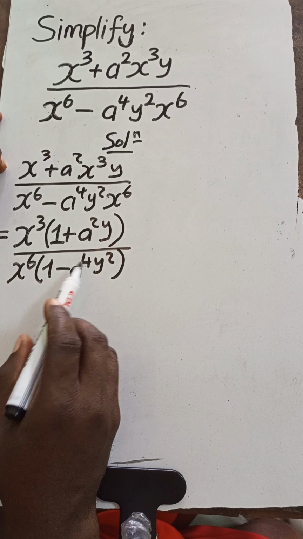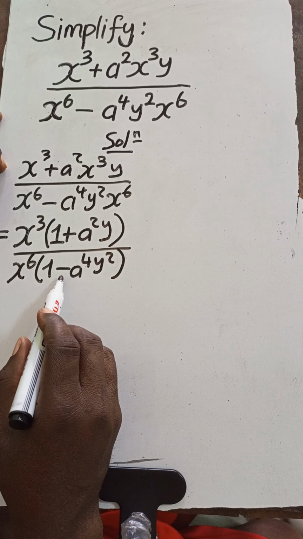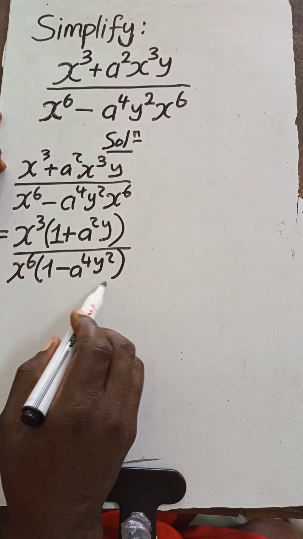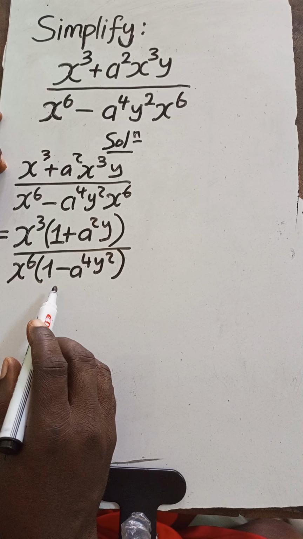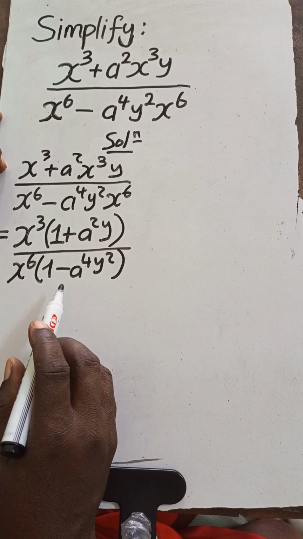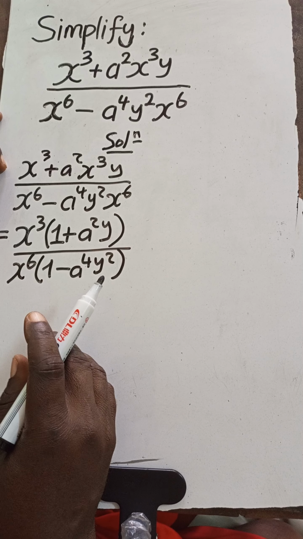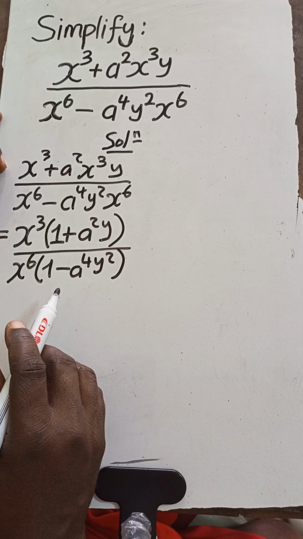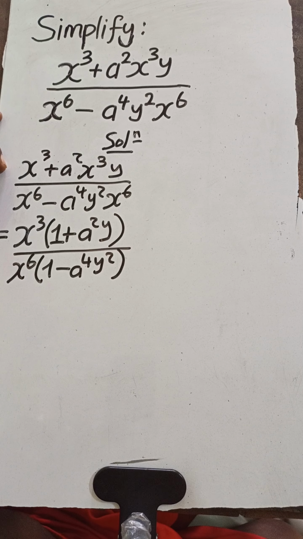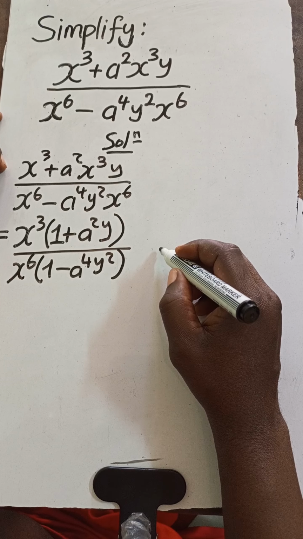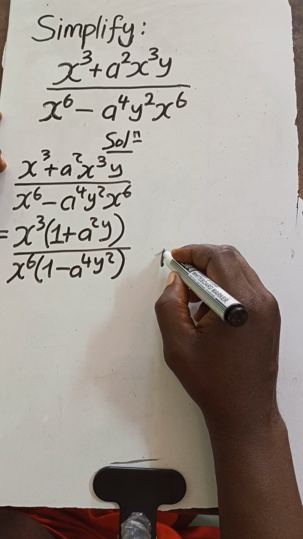Okay, at this level, what we have here at the denominator, what we have in parentheses, is actually a difference of two squares. We should be able to see that, because if you are not able to see that, then the process will probably stop at this level, but it's not yet in its very simplified form. So let's demonstrate that it's actually a difference of two squares.